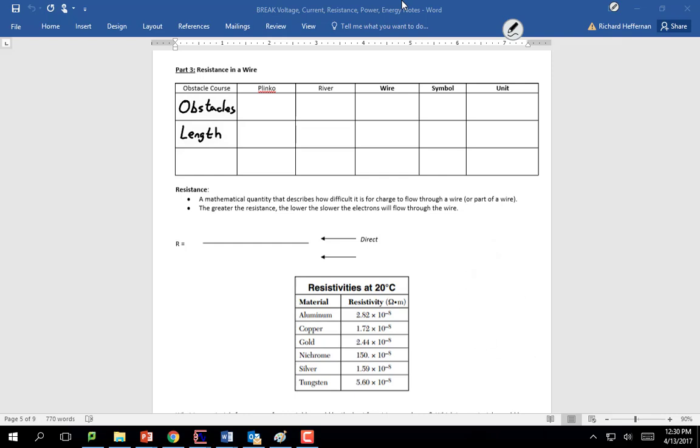So the last thing that you could change about the obstacle course is the width of the obstacle course, and that would make it more or less difficult to get through the obstacle course.